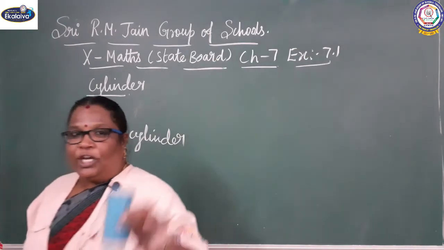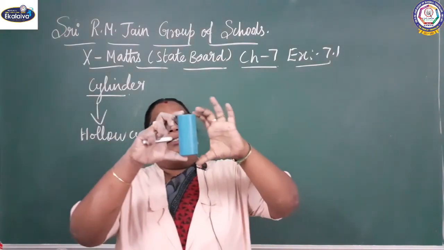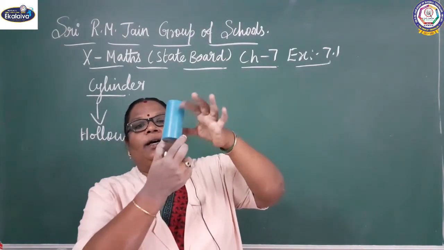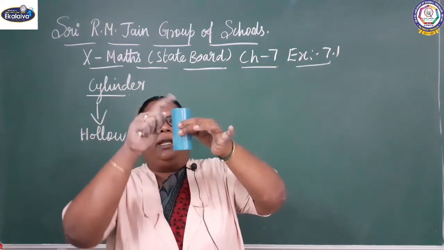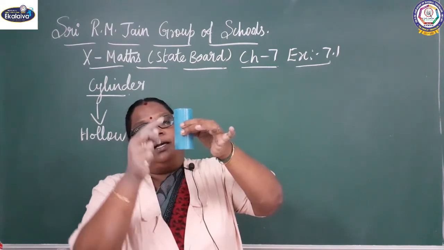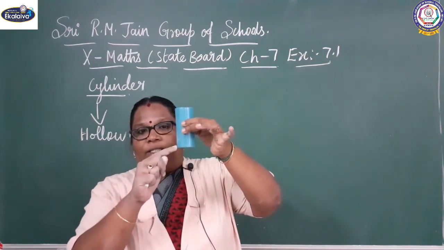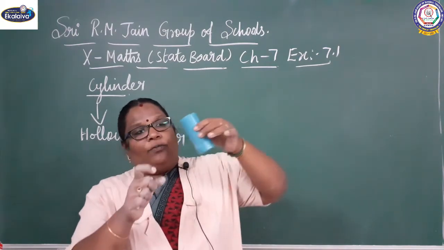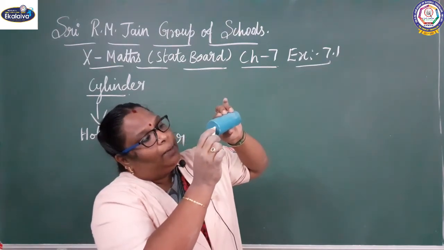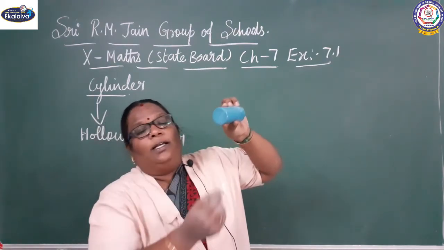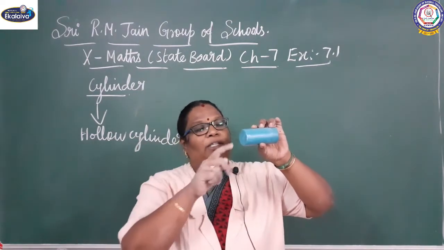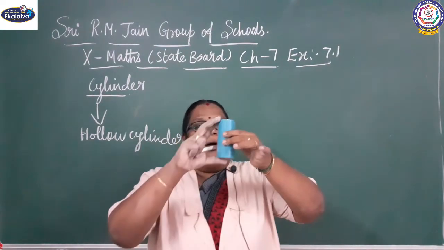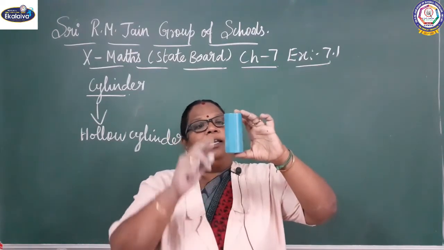See here, this is the shape of the cylinder. The base area, top and bottom, is in the shape of a circle, and this is the height of the cylinder, and this is the diameter or radius of the cylinder. Can you imagine a road roller, or a measuring can, a cylindrical can?